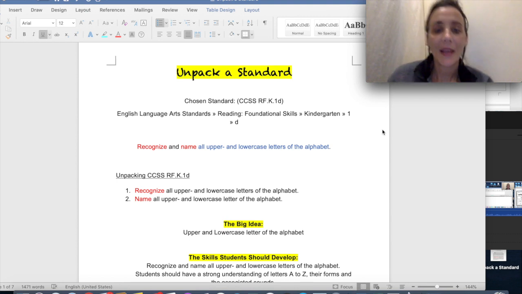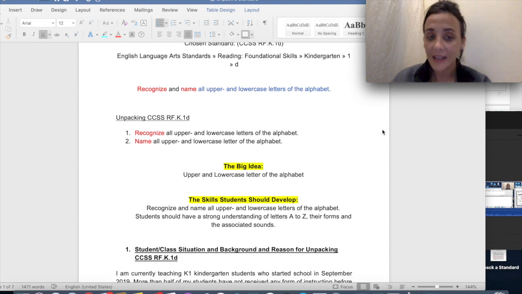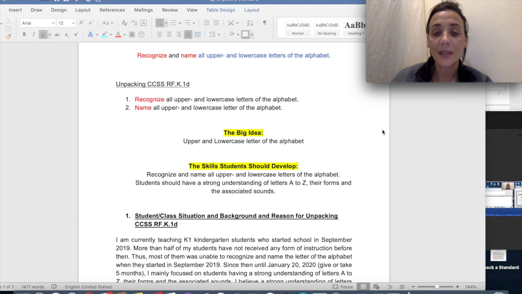So I chose to unpack the standard English Language Arts Reading Foundational Skills Kindergarten 1D. The standard is about recognizing and naming all the uppercase and lowercase letters of the alphabet. Unpacking the standard, I'm looking at the two verbs, recognize and name. The big idea is, of course, all about uppercase and lowercase letters, and the skills that the students have to develop are to recognize and to name all the letters. In other words, students should have a strong understanding of letters A to Z, their forms, and the associated sounds.